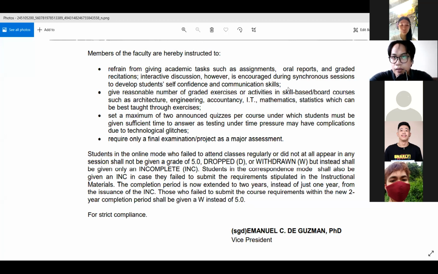Okay. So we are instructed, members of the faculty are hereby instructed to refrain or stop giving academic tasks such as assignments, oral reports, and graded recitations. So of course, class, we'll still have activity. Okay, activity na papagawa sa inyo, of course. That's what we will be basing your grade. But not too much, okay? Not too much assignment, walang oral report. So wala kayong makikitang oral reporting during online class.